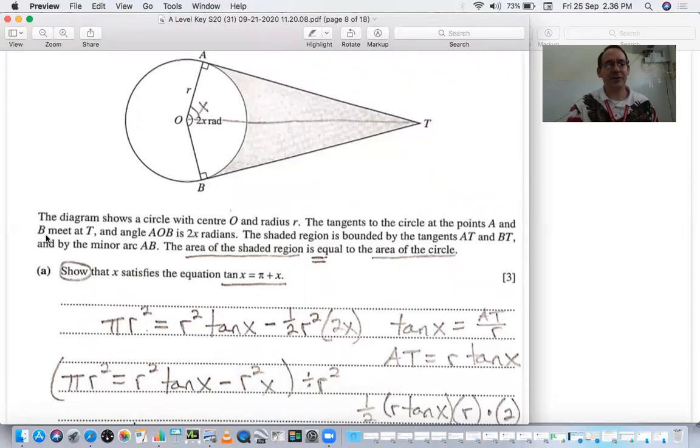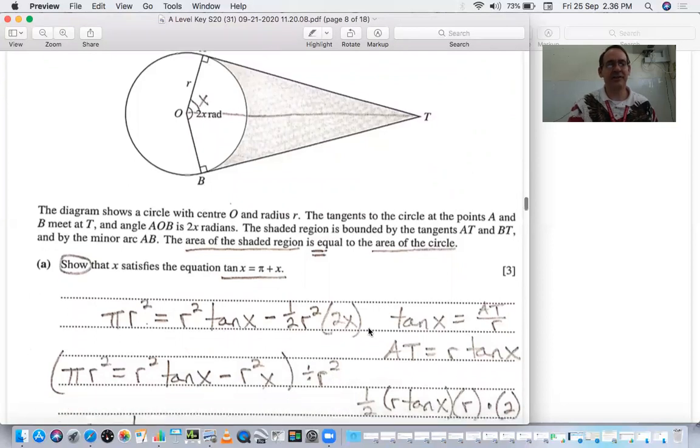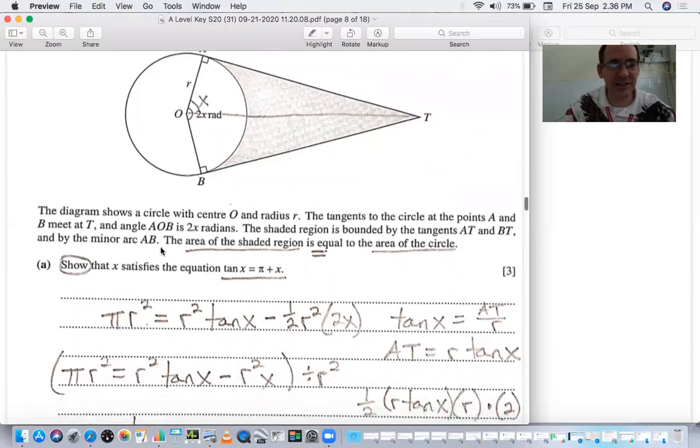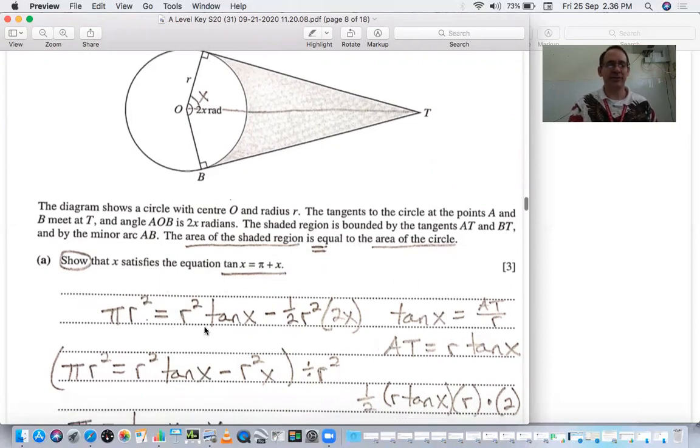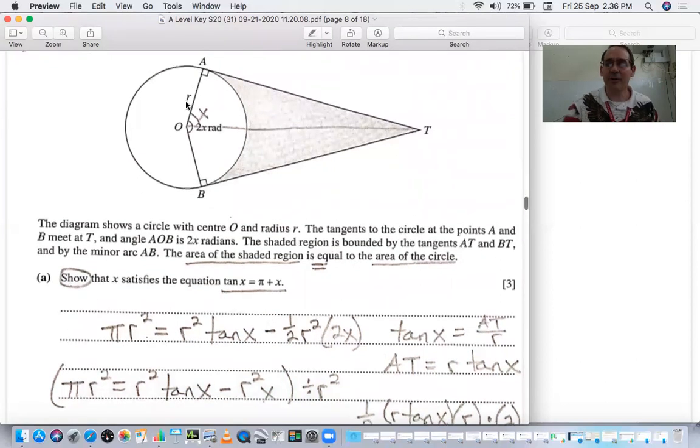You can read through this question here, but the important equation is this last statement: the area of the shaded region is equal to the area of the circle. Well, so we have to show that we can get the equation tan x equals pi plus x. Well, we know the area of a circle is pi r squared. And our radius is r in the diagram.